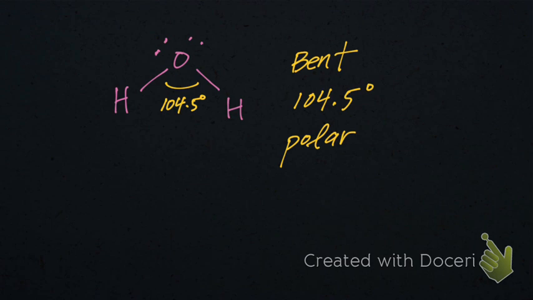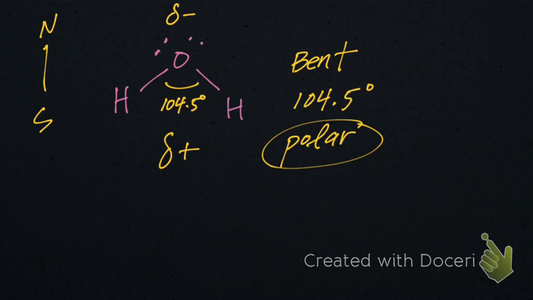Because one side, the hydrogen side, is delta positive. There is a positive charge on the hydrogen because oxygen is more electronegative. So the electrons are always going to be kind of hanging out toward the oxygen. So there's a north and south pole, right? There's a north and south pole to this water molecule, so therefore it's polar. Okay?